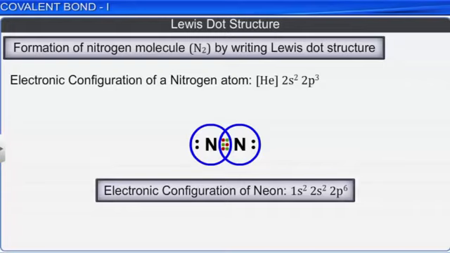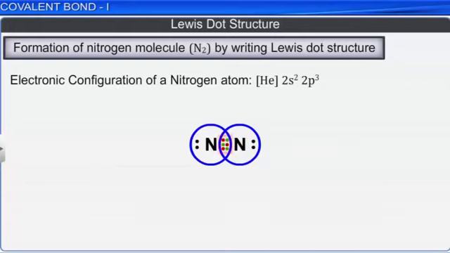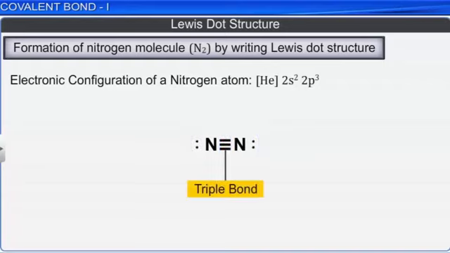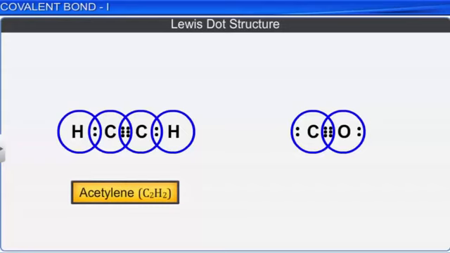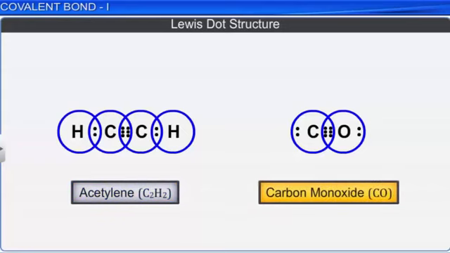As 6 electrons, that is, 3 electron pairs are shared between 2 nitrogen atoms, the 2 nitrogen atoms are said to join by a triple bond. Similarly, we can show the formation of acetylene, C2H2, and the carbon monoxide molecule by Lewis dot structures as shown.